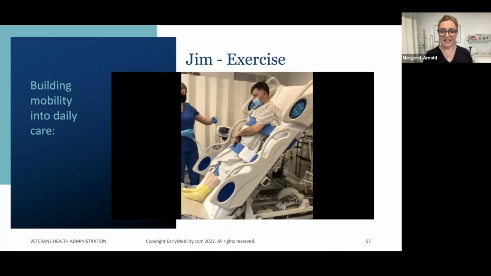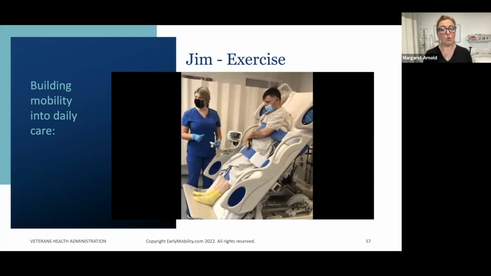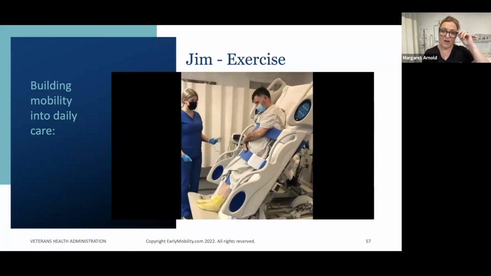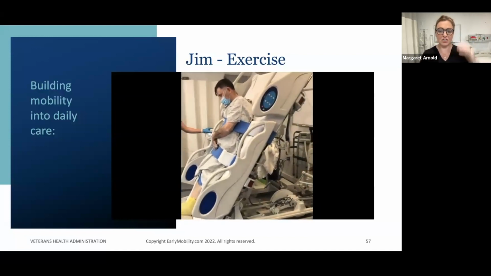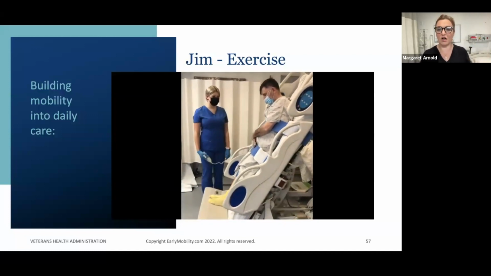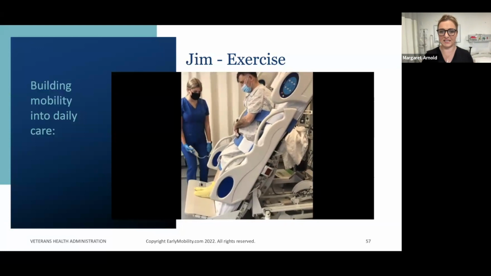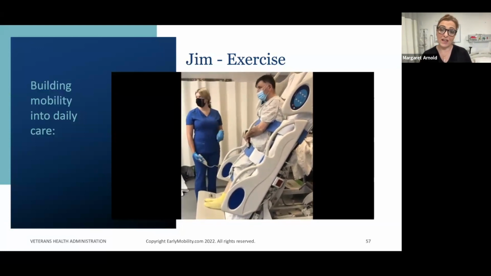We can also do exercises in this position, whether it's chair position, out of the bed, whether it's a partial tilt, or whether it's a full tilt. When you have a bed with a footboard on it, you can have the patient marching, doing little squats, lifting their arms up, and you'll see him doing some of these activities here. There's lots that you can do to strengthen the patient.